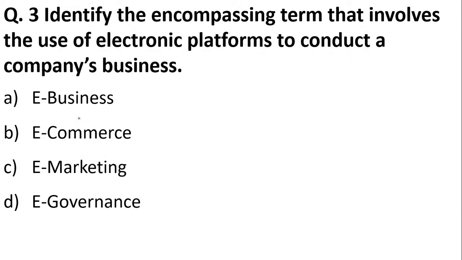Identify the encompassing term that involves the use of electronic platforms to conduct a company's business. So you might have heard of this term e-commerce, which is related to doing business online. We say Amazon is an e-commerce website because we are able to do business on it. The E stands for electronic and commerce stands for business. So e-commerce is that term which is used for electronic platforms to do a company's business. Okay.